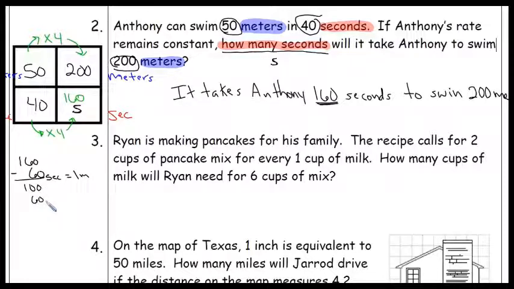If I take away another 60 seconds, that's going to be another minute that I take off. So 100 minus 60, that gives me 40, right? So I took out 2 minutes, 2 full minutes, and I'm left with 40 seconds. So really, this 160 seconds could be replaced with, it takes Anthony 2 minutes and 40 seconds. That's really what that means.